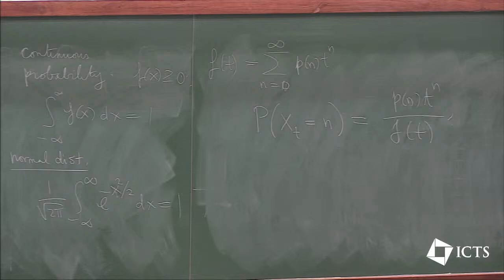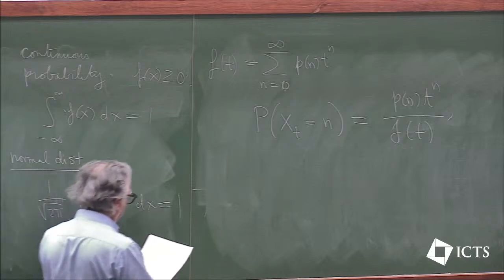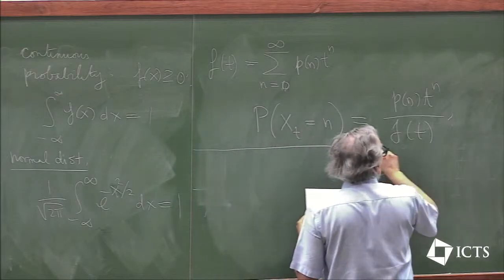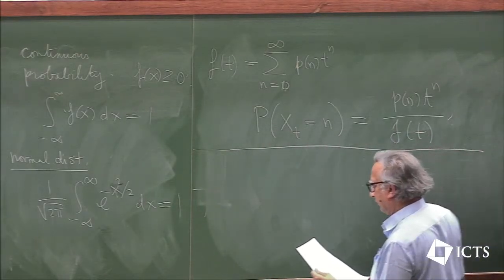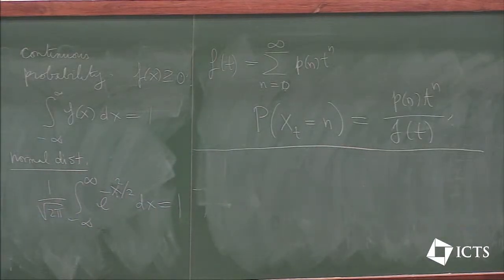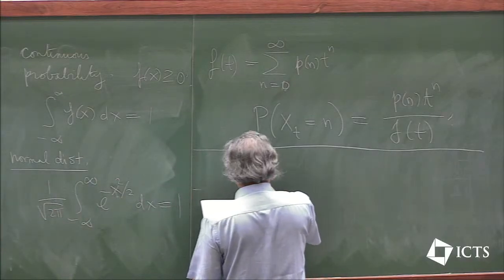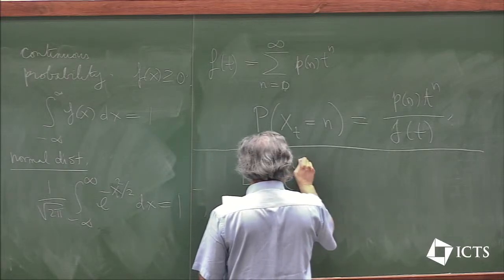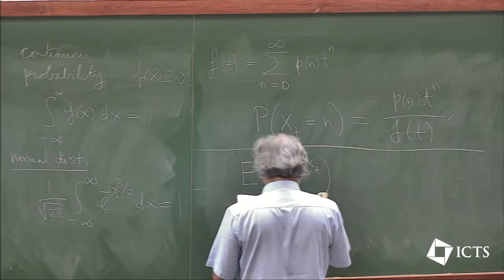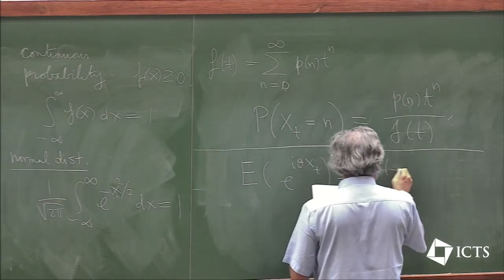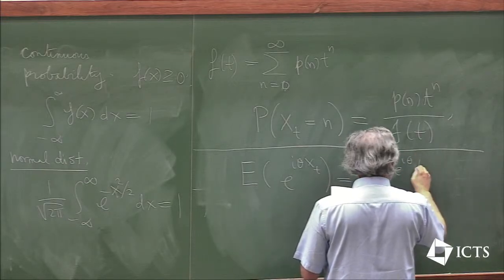Yeah. The theorem is this. I think in my crash course, I forgot to talk about the moment generating function, or what's often called the characteristic function of a random variable. So let me just review that too. The characteristic function of this particular random variable is the expectation of e to the i theta x_t, which, as a simple exercise, is f of e to the i theta t divided by f of t.